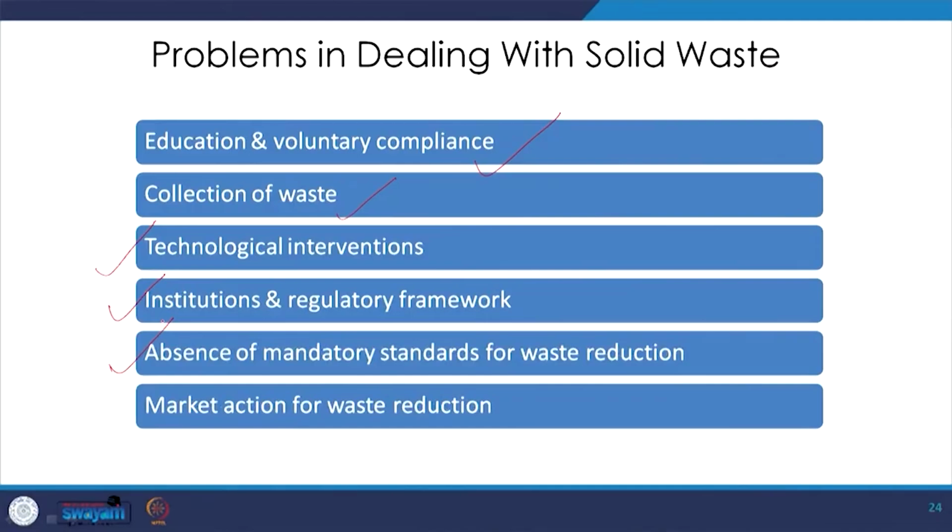Also, in a country like ours, we have an absence of mandatory standards for waste reduction, especially at the industrial level, also monitoring of it, and then market action for waste reduction. Fortunately, with a lot of impetus from the government through policies and schemes, a lot of this solid waste management policies, frameworks and action plans are being seen on ground.